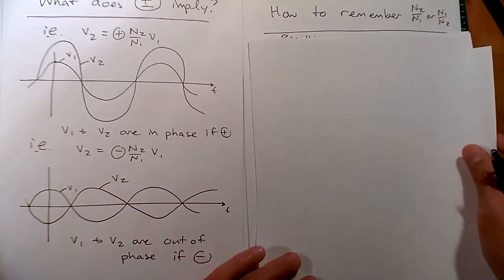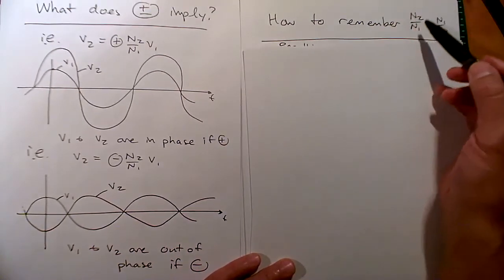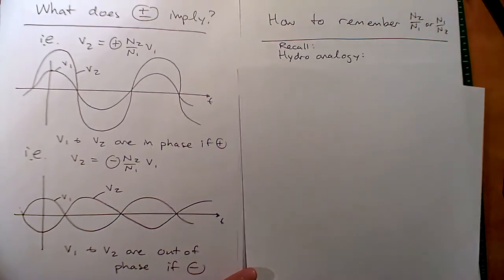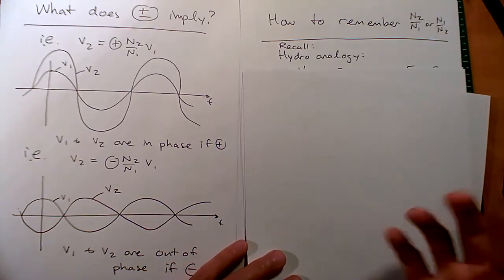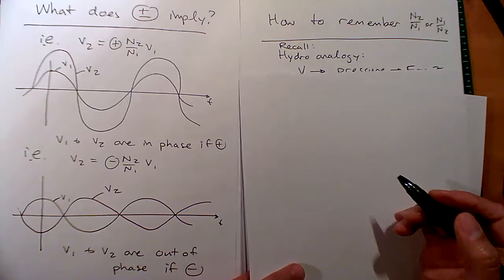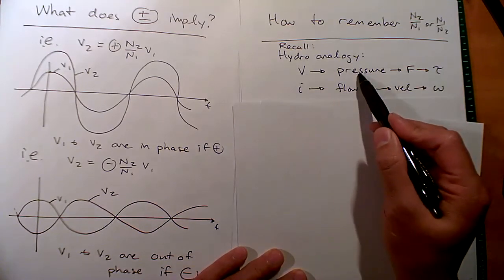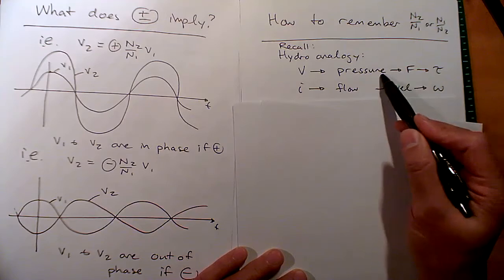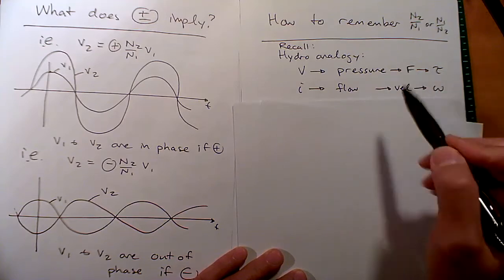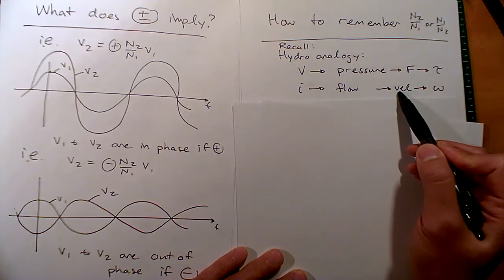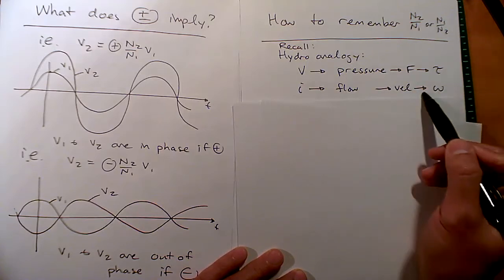Now, the next question might be, how would you remember if it's N2 over N1 or N1 over N2? It's always easy to get those confused, right? One way to do it, if you had a little time, is to go back to our hydro analogies. Voltage is analogous to pressure, which is kind of like a force or a torque in a rotary system. The current is a flow, right? Which is like a velocity or an angular velocity if it's a rotary system.